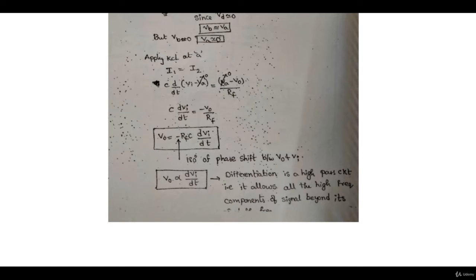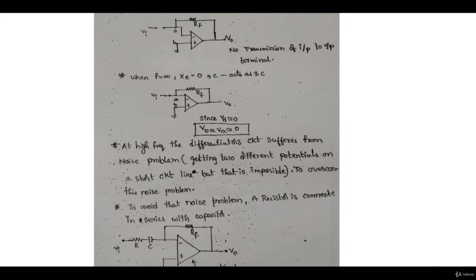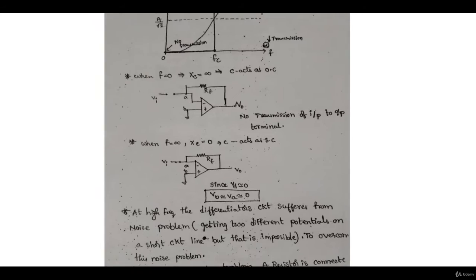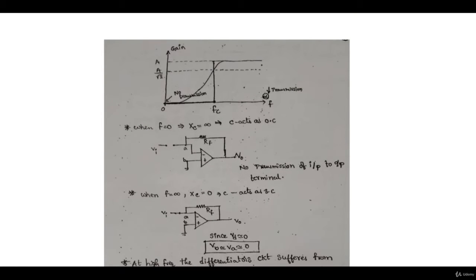If we see the curve, this is how it will look. This is the cutoff frequency, above which it passes the signal, and below it there is no transmission. There is transmission here with the gain A, and A by root 2 means the 3 dB frequency, which is this cutoff frequency.